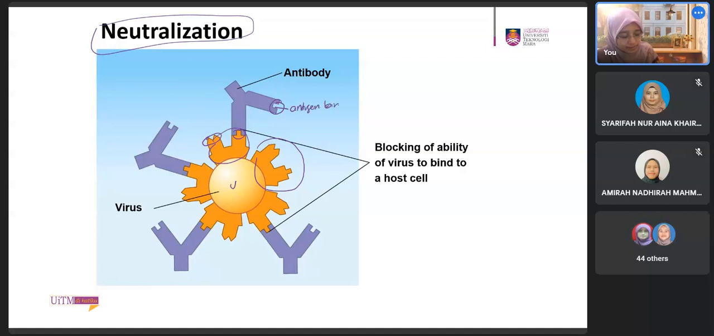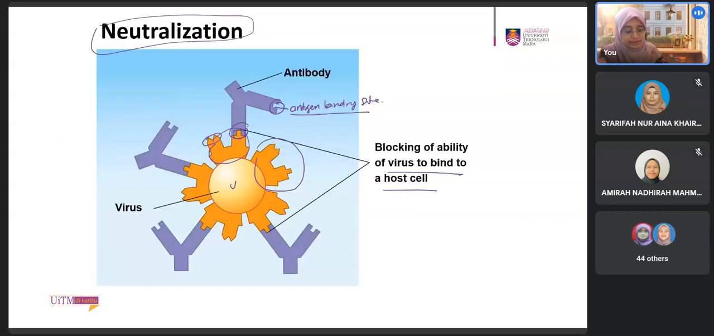Antigen binding site. Okay. So specific antibody with specific antigen binding site binding to the specific epitope of an antigen of a virus. Contohnya tindakan dia spesifik lah, meaning that. Okay. So this interaction, antigen antibody complex ni, it blocks the ability of virus to bind to a host cell. Okay. So this is neutralization. It prevents the virus from entering into the host cell, from infecting the host cell.